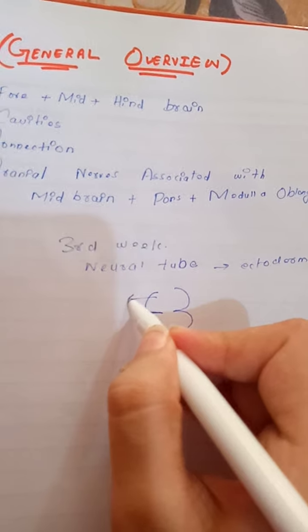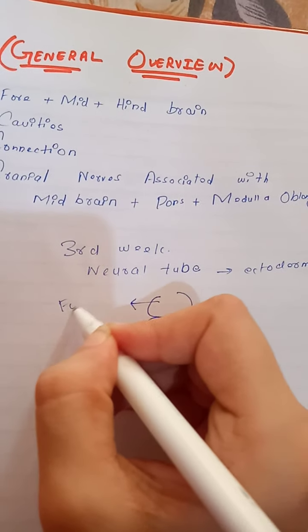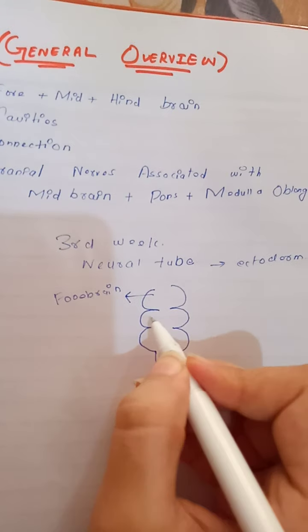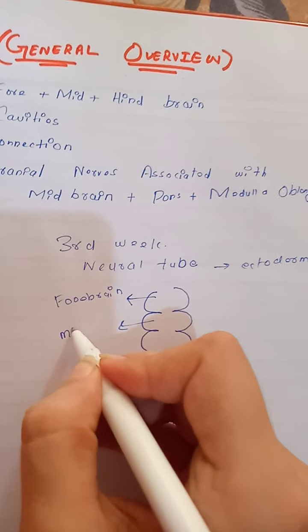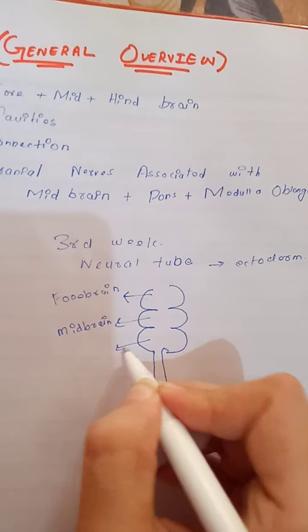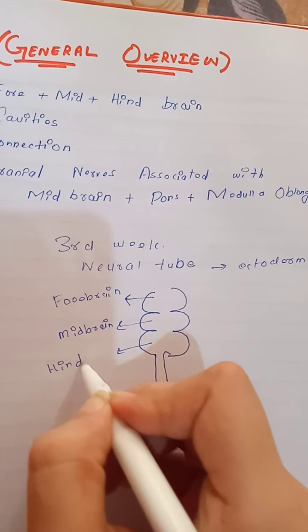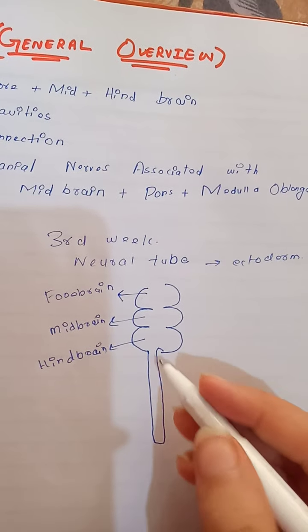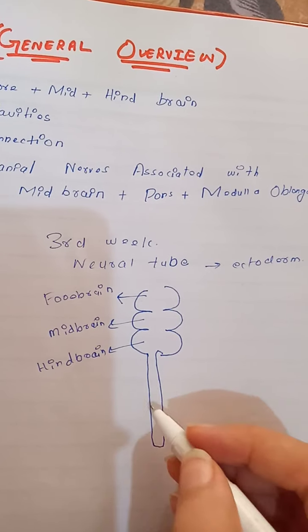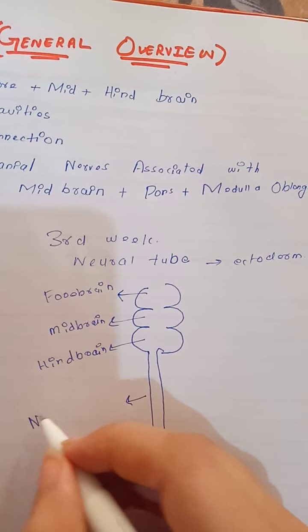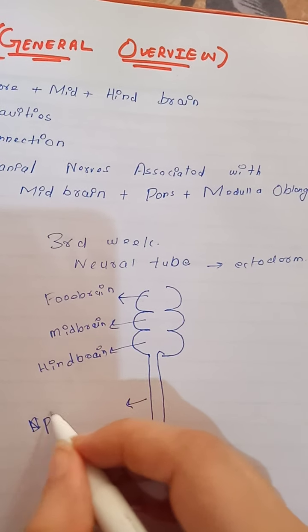This will be the vesicle for the forebrain, this for the midbrain, and this one for the hindbrain. And the caudal end of the neural tube will form the spinal cord.